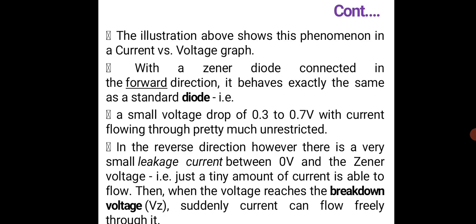of current. In the reverse direction, however, there will be a small leakage current between 0 volt and the Zener voltage. That is, this is a very small amount of current which is able to flow. Then when the voltage reaches the breakdown voltage, represented as VZ, suddenly the current can flow freely through it. So you could see that the current flows freely through it.